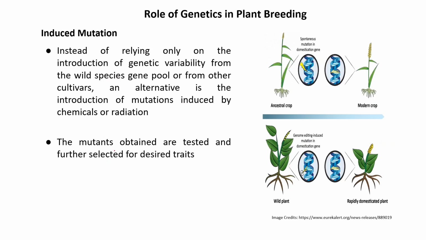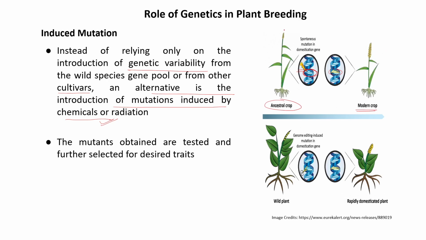Induced mutation. This is another method of plant breeding. Instead of relying only on the introduction of genetic variability from the wild species gene pool or from other cultivars, an alternative is the introduction of mutation induced by chemicals or radiation. So here in the ancestral crop, this is showing the mutation, causing mutation in this particular part of the DNA. Now this is the mutated DNA and this is the modern crop.